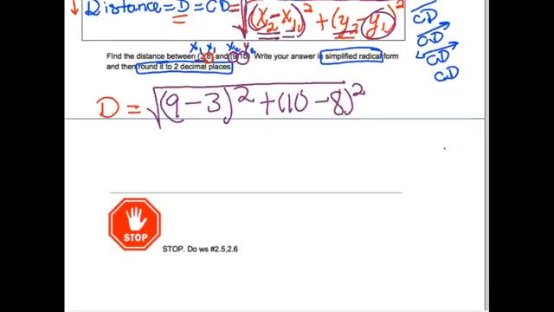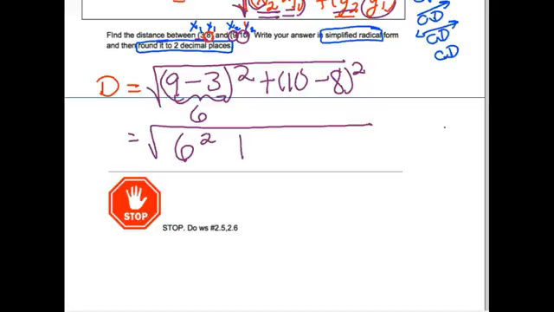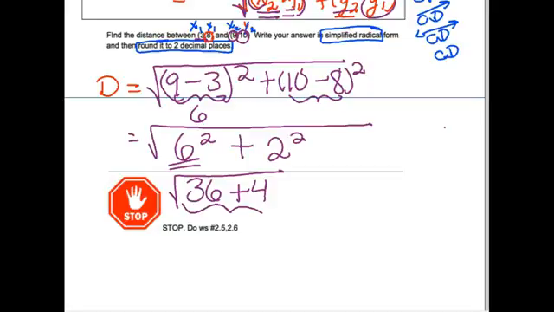Now I just need to go execute this. What is 9 minus 3? 6. What is 10 minus 8? 2. 6 times 6 is 36, never 12. 2 times 2 is 4. I add those together. I get the square root of 40.